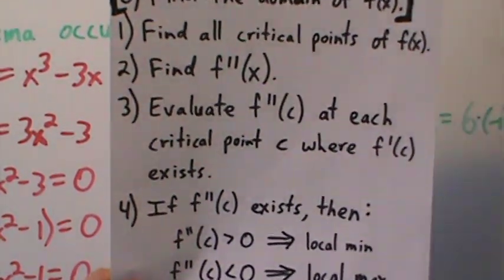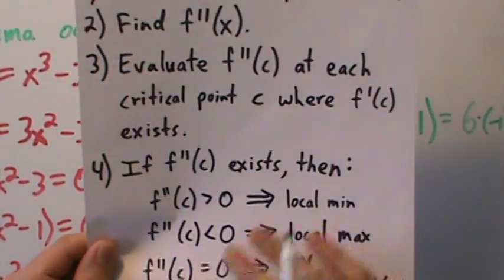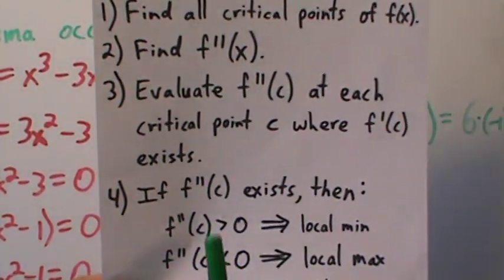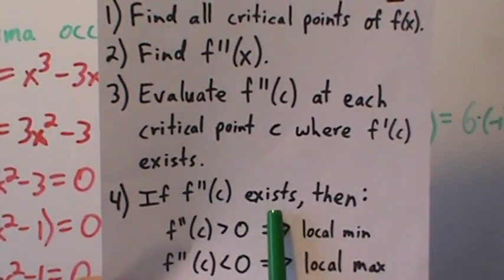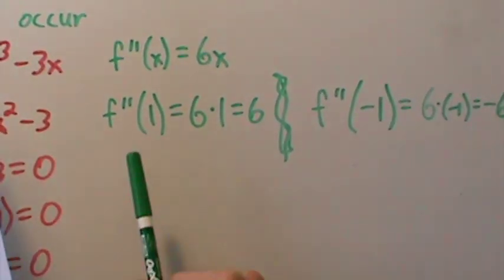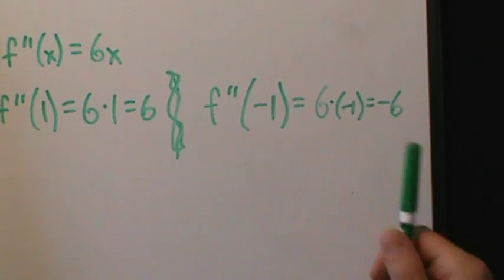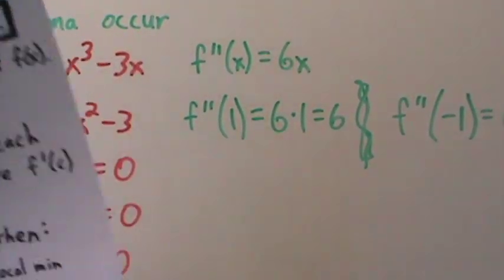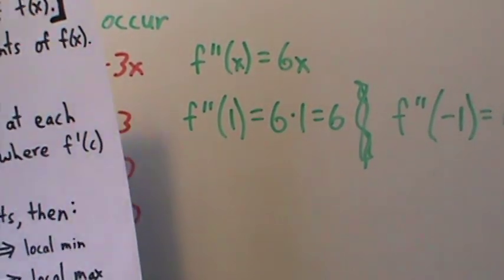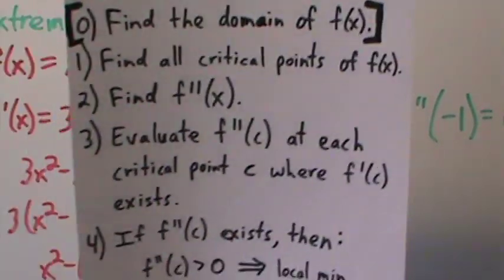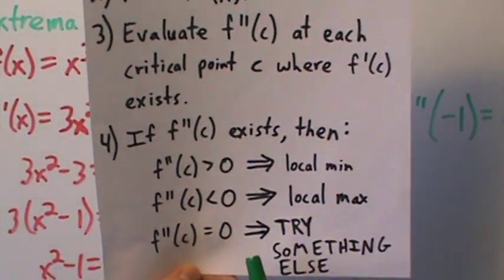And then step 4 is just to apply the second derivative test. So if the second derivative exists, okay, so does the second derivative exist? Yeah, f double prime of 1 is 6, that exists. f double prime of negative 1 is negative 6, that exists. In other words, what that means is it's a real number. You don't end up with anything dividing by 0, nothing outside of a domain, etc.